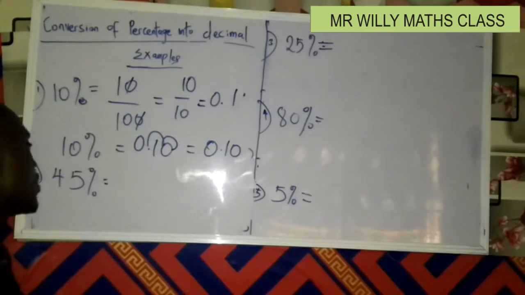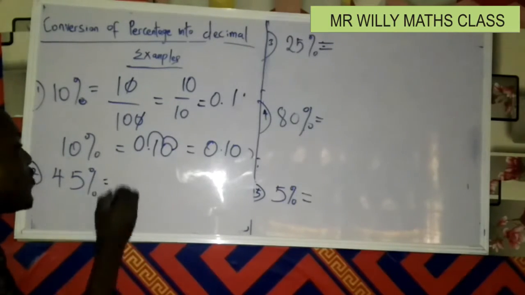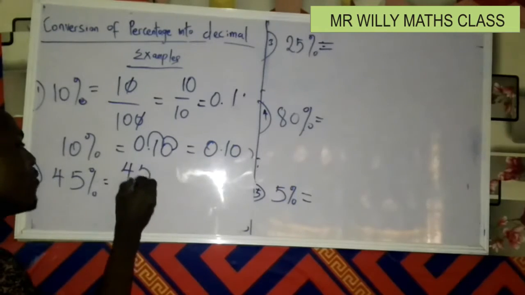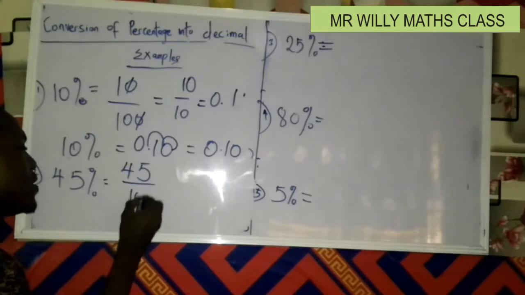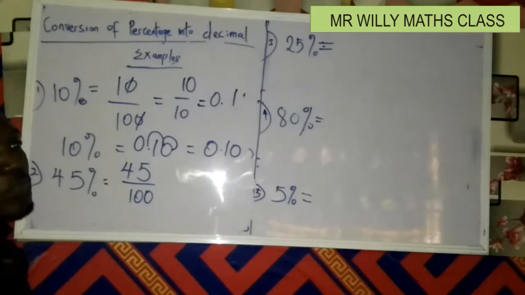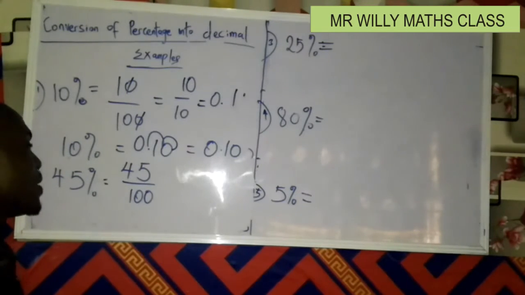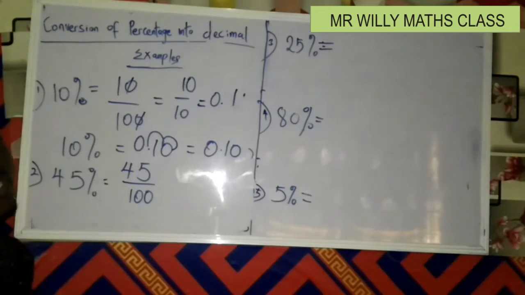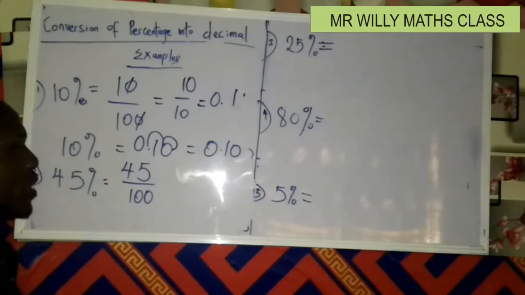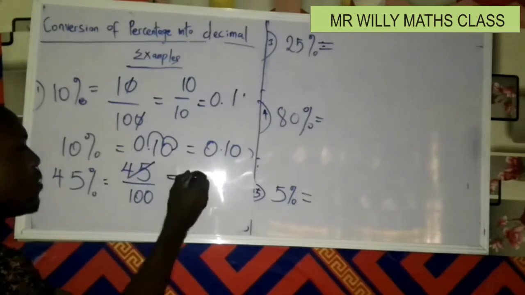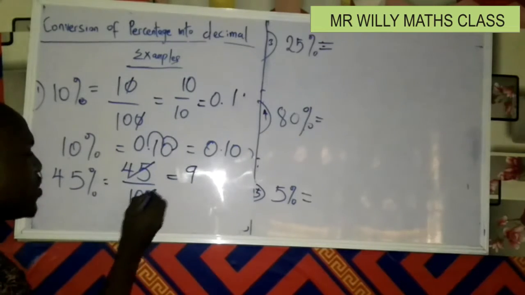Let's move on to the second example. We're having 45%. The first step is to change 45% to a fraction by writing 45 over 100. After that, you break it down. You look for a common factor, a number that can divide 45 and 100 without a remainder. You can make use of 5. 5 in 45 is 9, and 5 in 100 is 20.